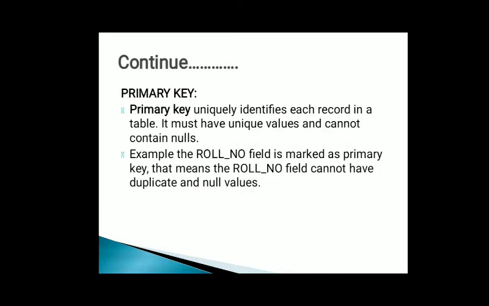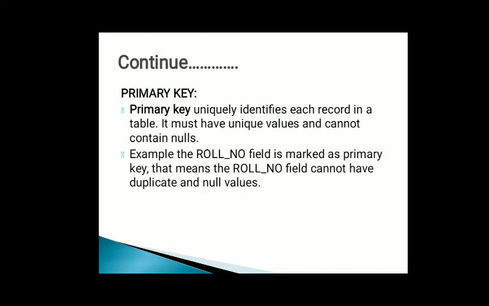There are two types of key constraints, primary key constraints and foreign key constraints. Primary key uniquely identifies each record in a table. It must have unique values and cannot contain null values. Means a blank field is not allowed to be inserted in a database, and unique values must be there. Example, the roll number field is marked as primary key. That means the roll number field cannot have duplicate or null values. Means the user must insert a value in roll number, and it must be unique.